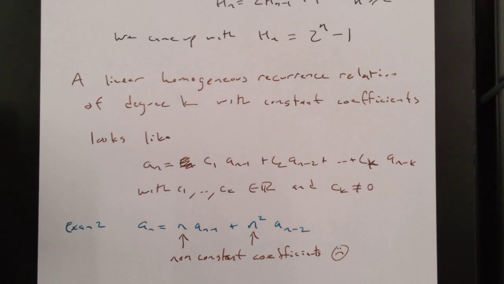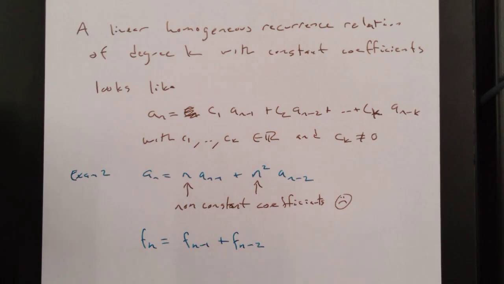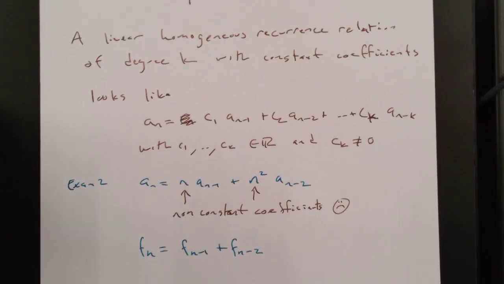That doesn't cut it for me. On the other hand, my Fibonacci recurrence matches all of these boxes. It's degree 2. It's linear because those are both to the first power. It's got constant coefficients because what is F_{n-1} multiplied by? 1. Same thing here, 1 times F_{n-2}. And there's nothing on the end that has no F term associated to it.